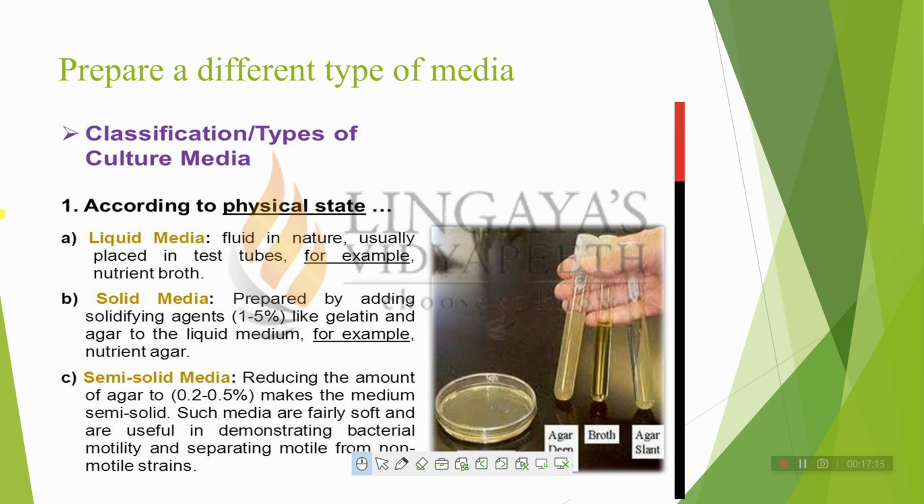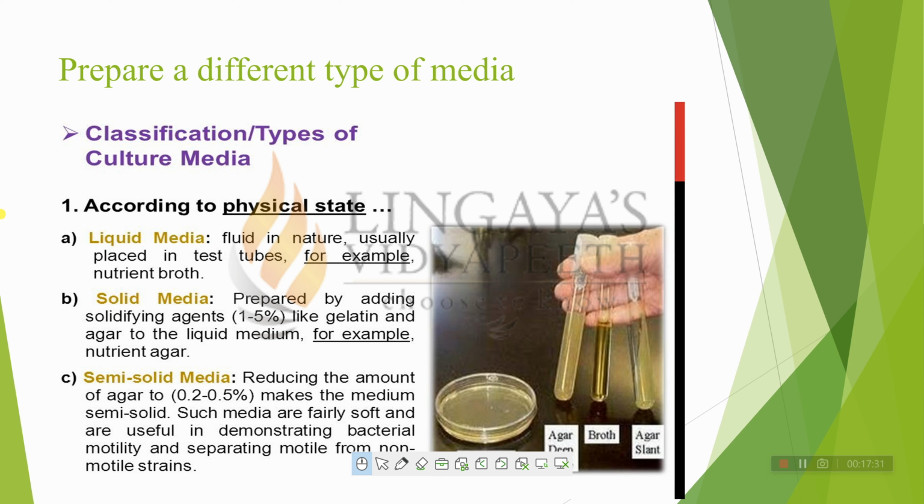So solid media is prepared by adding solidifying agents such as gelatin or agar to the liquid media, to the nutrient broth, such as for example the nutrient agar. It is generally placed in the petri dishes.